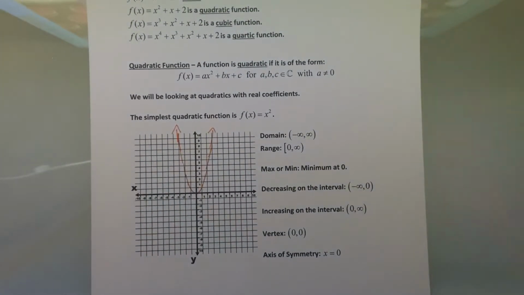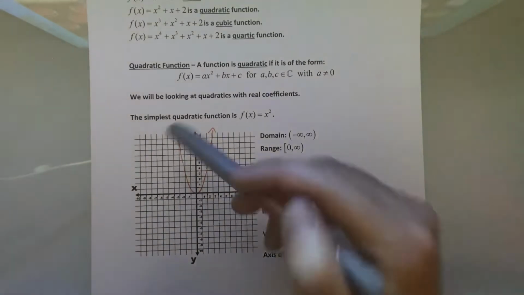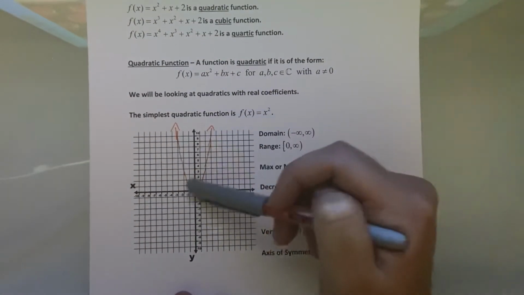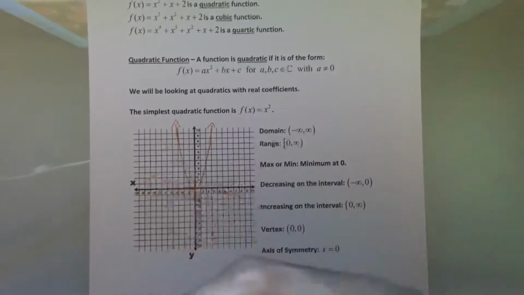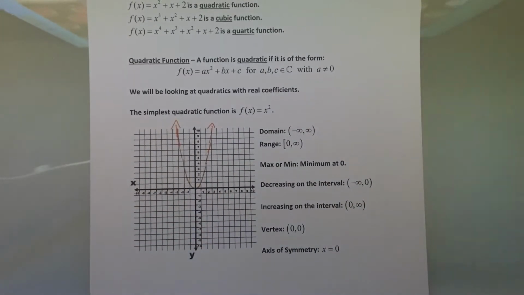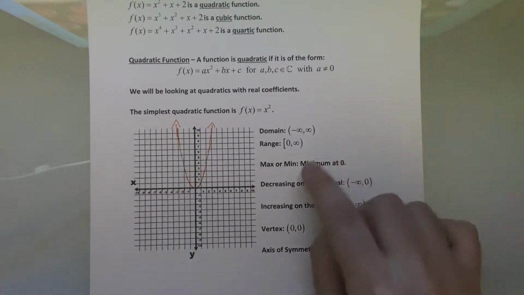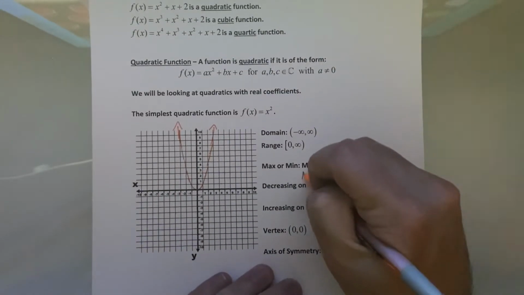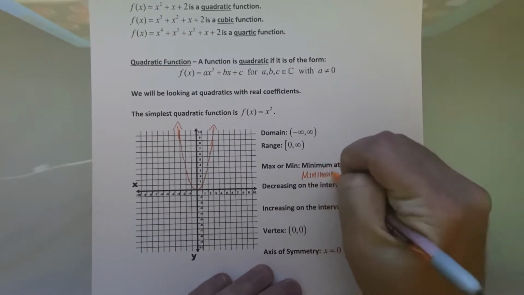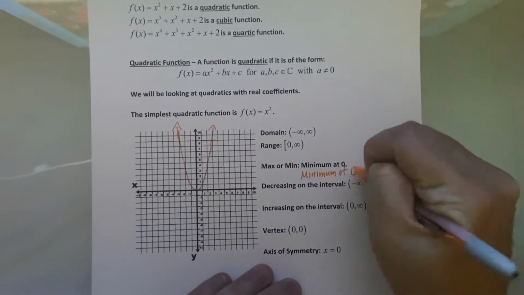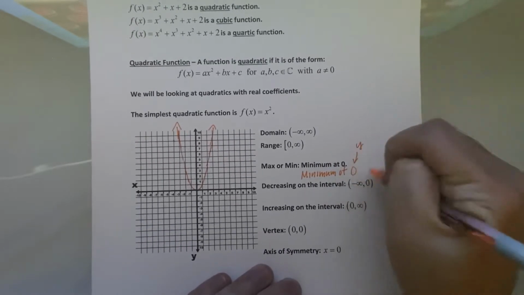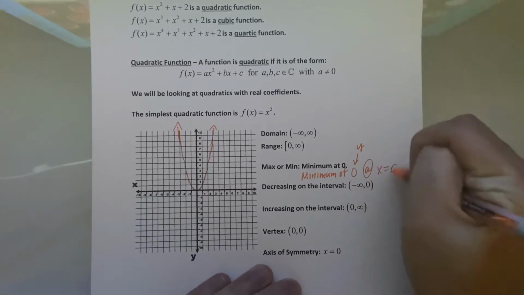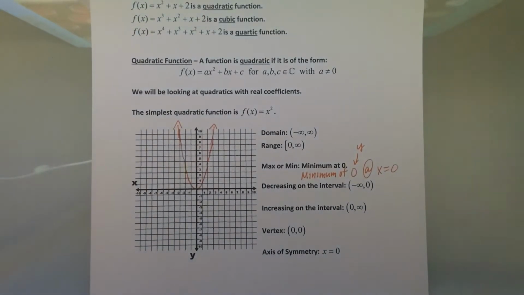All parabolas have either a maximum or a minimum. Here you see it goes up forever, so it has a minimum. But if you have a parabola that's facing downward, because there's a negative in front, then it will have a maximum. So this one is a minimum. The best way to write this is a minimum of 0, the height y at x equals 0, which is the x value of the vertex. So the minimum or maximum always occurs at the vertex.